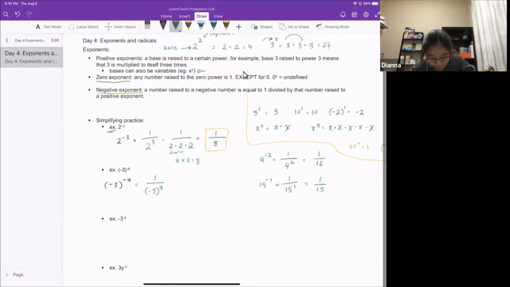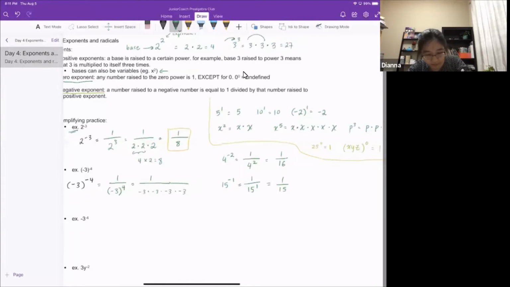So if I have 1 over -3 to the 4th power, this actually means I'm going to have -3 multiplied to itself 4 times. So it's going to be -3 times -3 times -3 times -3. Hopefully this is big enough so you can see it. Now I'm going to move this over because I need more space.